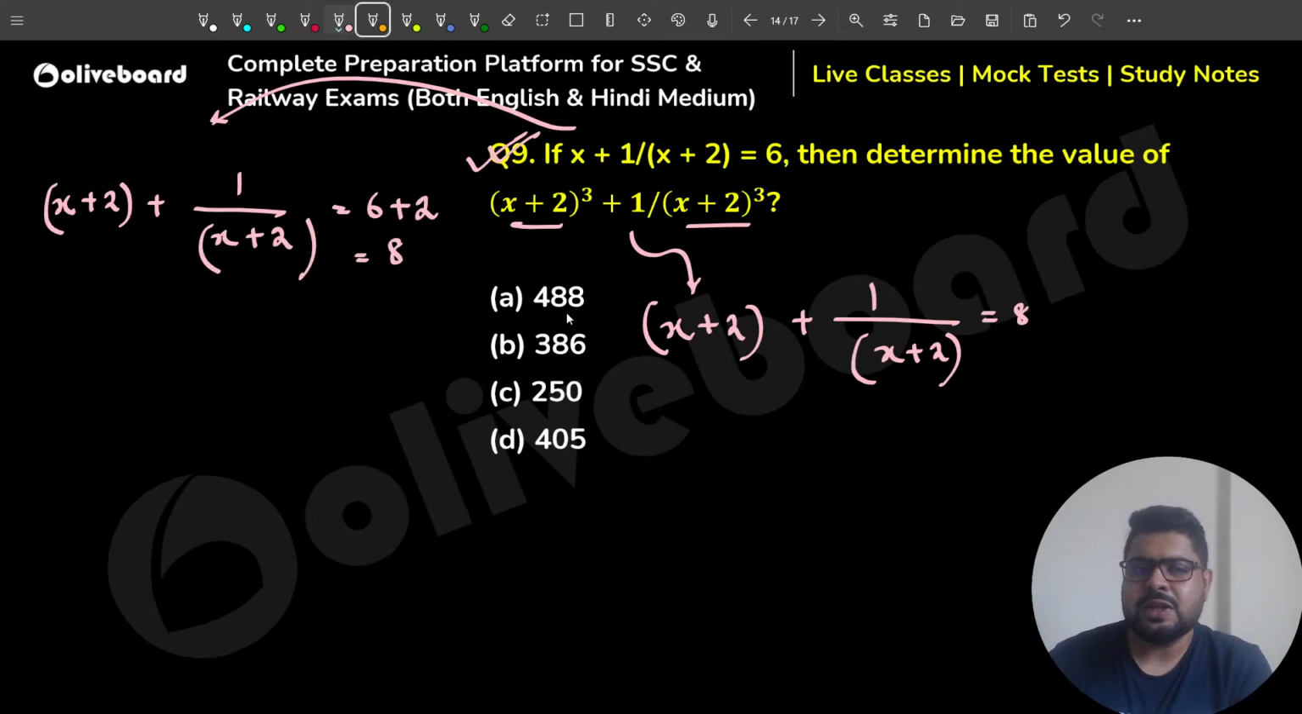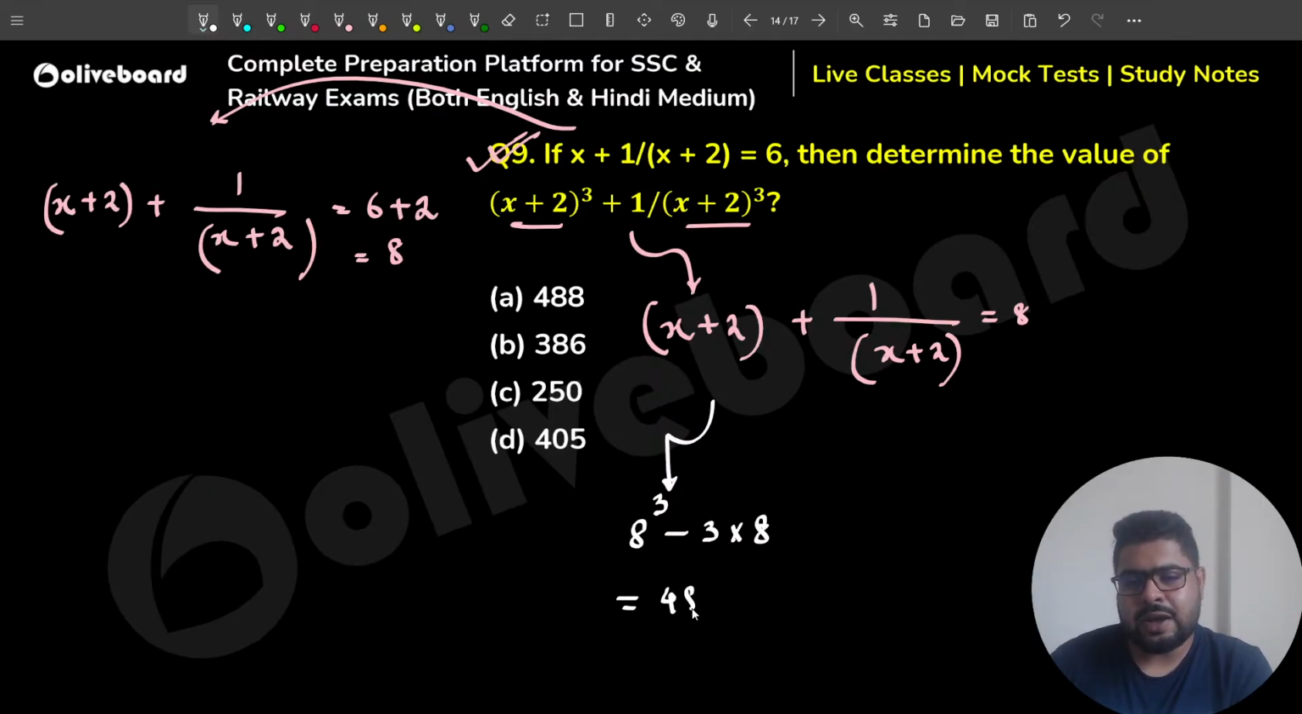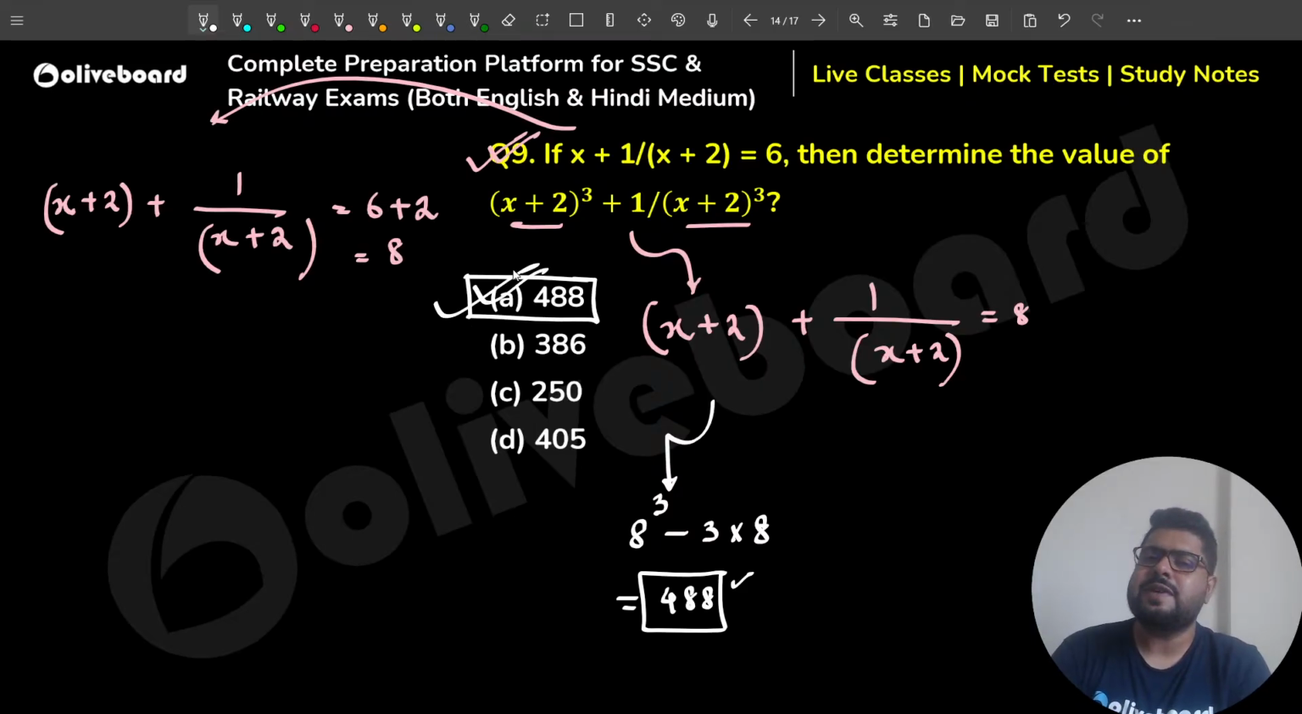So this is 8. So the value of the cube is p cube minus 3p. So this will be 8 cube minus 3 into 8, sir. So 488 is the answer, sir. 512 minus 24. Option number A. Again, most definitely your correct answer. Again, this question was asked this year in CGL.